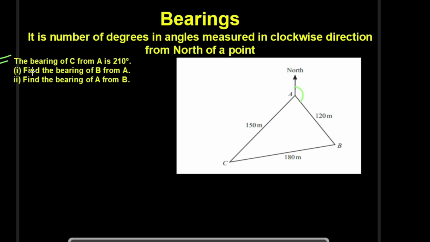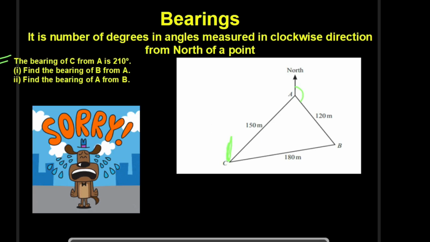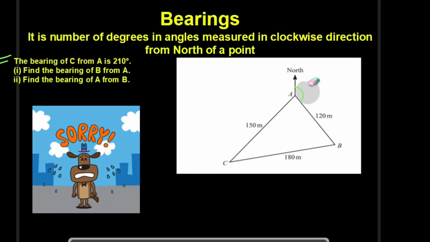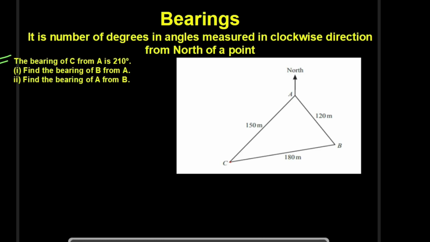Okay, now let's do the question. The bearing of C from A is the bearing of C. That means if they are saying the direction of C, that means first thing we have to draw. Okay, my bad, one second, let me use the eraser and then we will once again try this. Let me draw the north first. Okay, north should be like this. Now we'll solve the question.